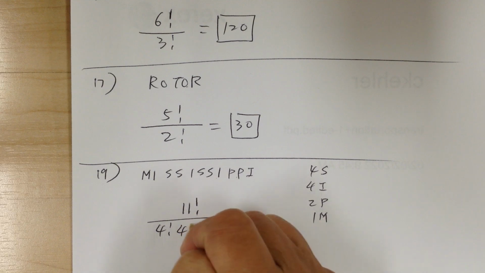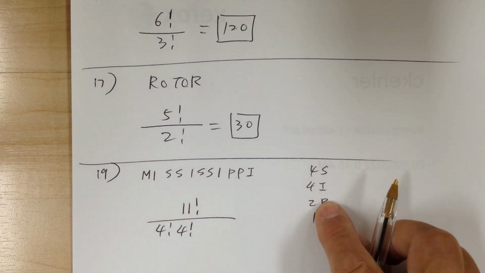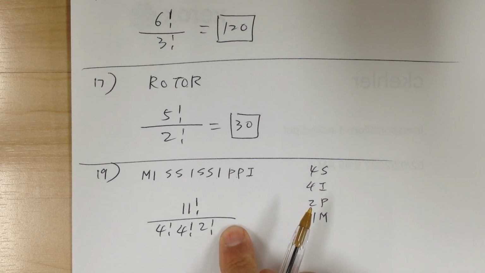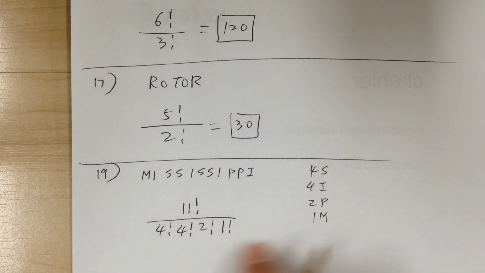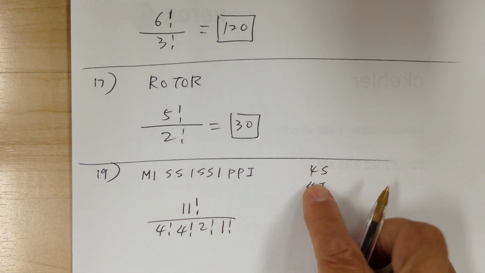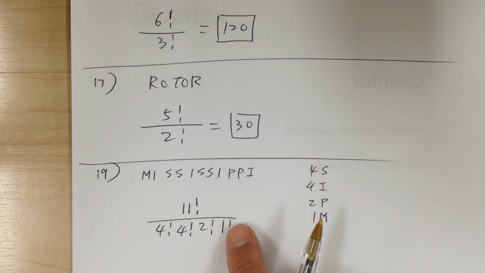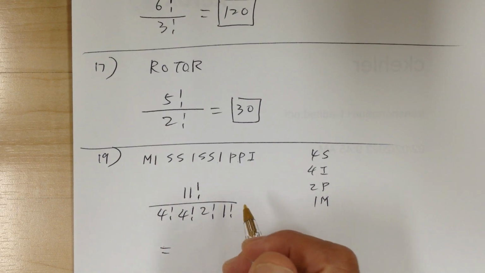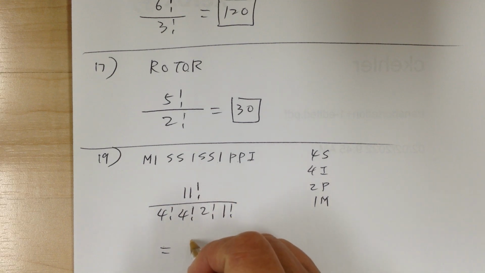So there are 4 S's, so you divide by 4 factorial, and there are 4 I's, divide by 4 factorial, and you have 2 P's, you divide by 2 factorial, and 1 M, you divide by 1 factorial, but when you divide by 1 factorial, it doesn't do anything. So technically you have to do this: 4, 4, 2, 1. But again, the 1 doesn't do anything. So use your calculator, work it out. You're going to get 34650.